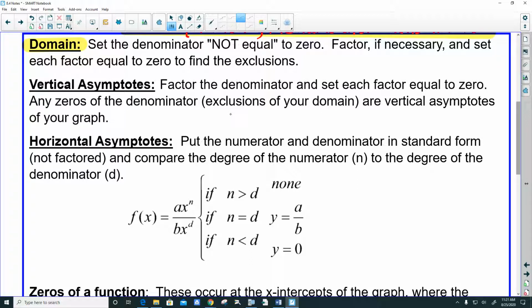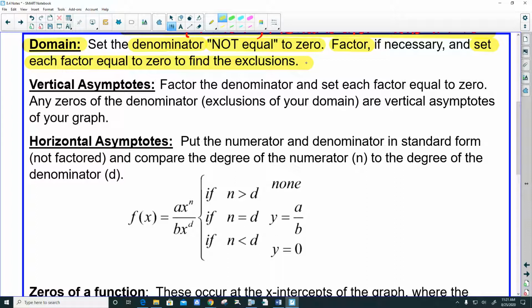Okay, so when we talk about the domain, here's the key thing that you want to be looking at. The domain is you simply taking only the denominator aspect of your equation, and you're going to set that denominator so that it is not equal to 0. And then you're going to take each of those factors, which we've already factored in our denominator, and set each factor equal to 0, and that will tell you your exclusions.